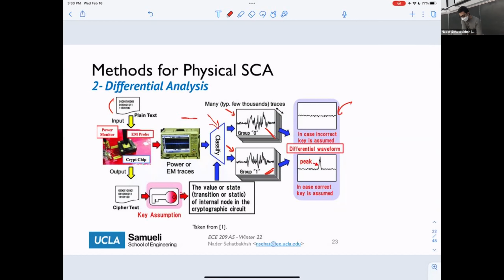But if we classified this correctly, then all of a sudden we see a big jump in our signal, because we did exactly the right thing. This way, although we blindly classified this into two groups, we know the answer when we see it. That's the idea of differential analysis. Any questions at this point?